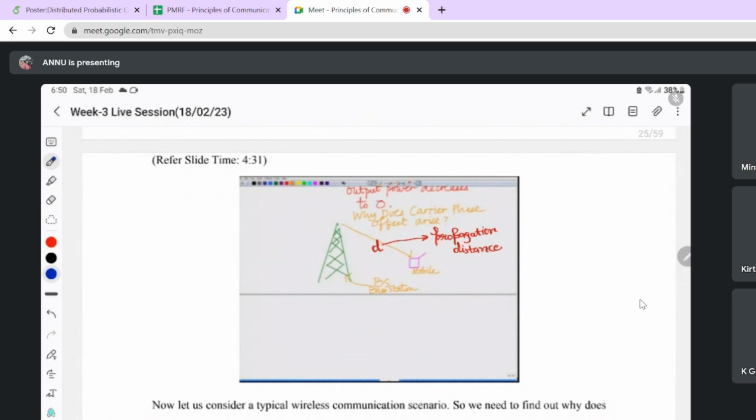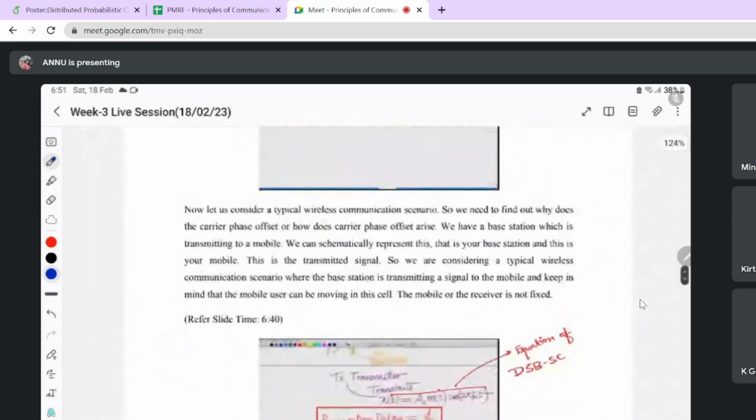But the distance factor comes into the picture when you have different cells and a base station, because a particular base station has only a particular circle of distance. So if this is D, then you will have the coverage of this one only. For example, the base station and user mobile have the distance D. Now consider a typical wireless communication scenario. We need to find out how the carrier phase offset arises.